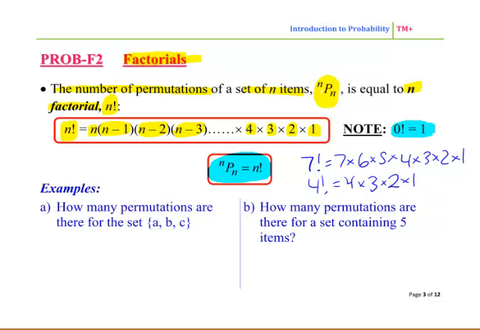So let's look at an example. How many permutations are there for the set A, B, C? The number of permutations, I've got 3 things to choose from, so it's just going to be 3 factorial. I'm choosing 3 things from 3, 3P3. 3 factorial is 3 times 2 times 1, which is 6.